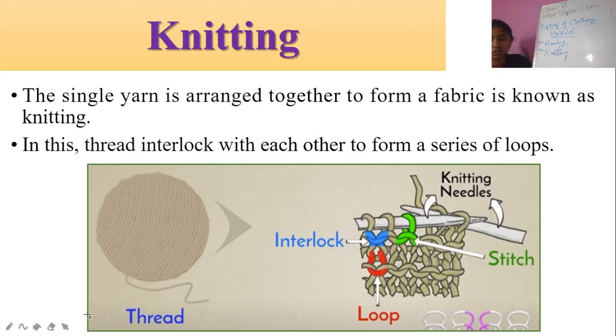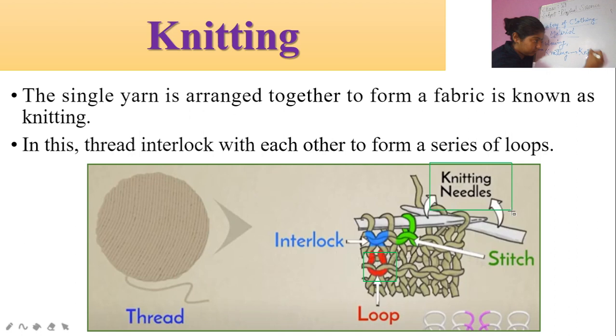So students, you can see here we have loops. These loops are only made by these knitting needles. So for the knitting, we have knitting needles, and the knitting process is only done with a single thread, that is, a single yarn.